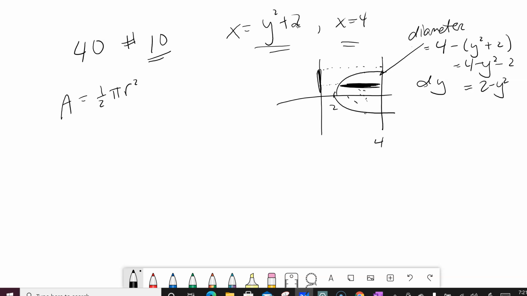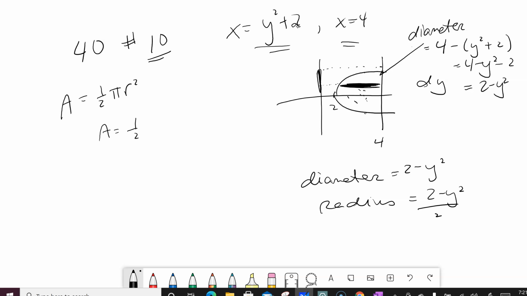So that's the diameter. Let me write it down here so you can see it clearly. The diameter is 2 minus y squared, so the radius is going to be half of that. I'm just going to divide it by 2. I like to go slow: 1/2 pi times the radius, 2 minus y squared over 2, all squared. That's what I put in my integral.